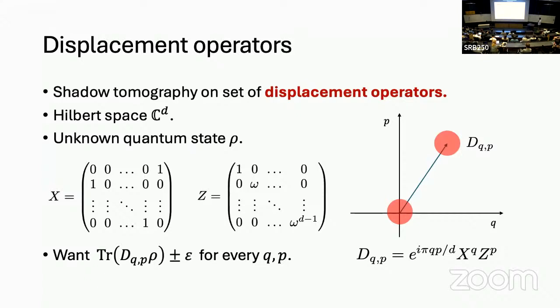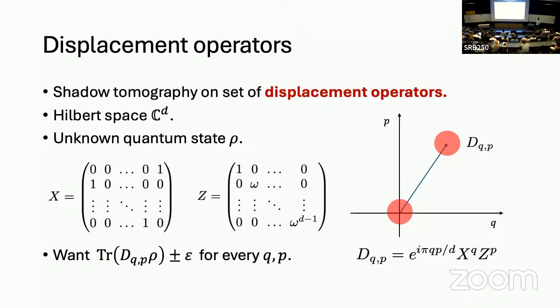And then in general, we can start multiplying X and Z together. And this phase is just a convention to get these D sub q comma p. And q is how many X's we apply, and p is how many Z's we apply. So one way to think about this is that there's a discrete phase space parameterized by q and p, and D of q and p is a unitary that shifts you in phase space by q in position and p in momentum. Right? X is like a position shift, and Z is like a momentum shift.